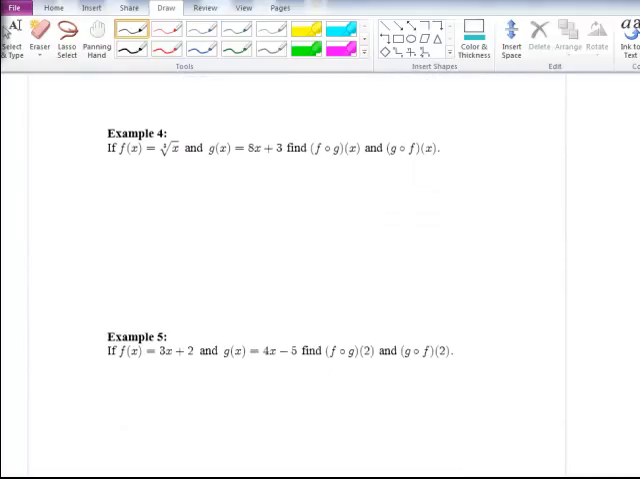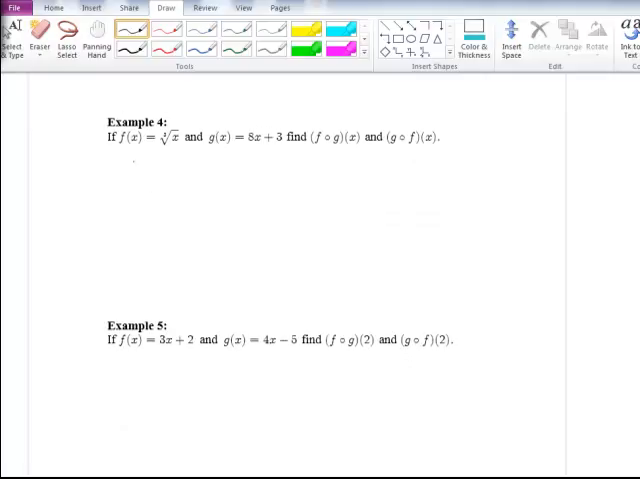Okay, a couple more. If we've got f of x equals cube root of x and g of x is 8x plus 3, let's find these compositions. F circle g of x, or f composed with g. We're taking x and putting it into g first, which would give us 8x plus 3.